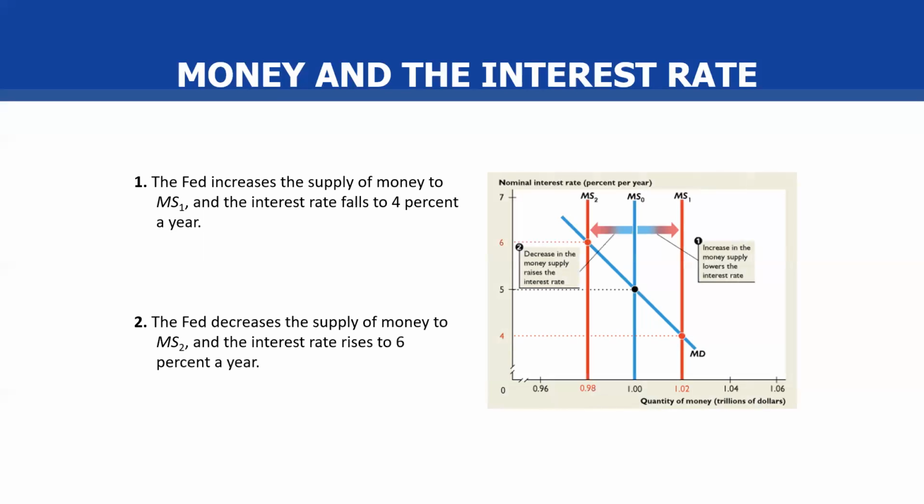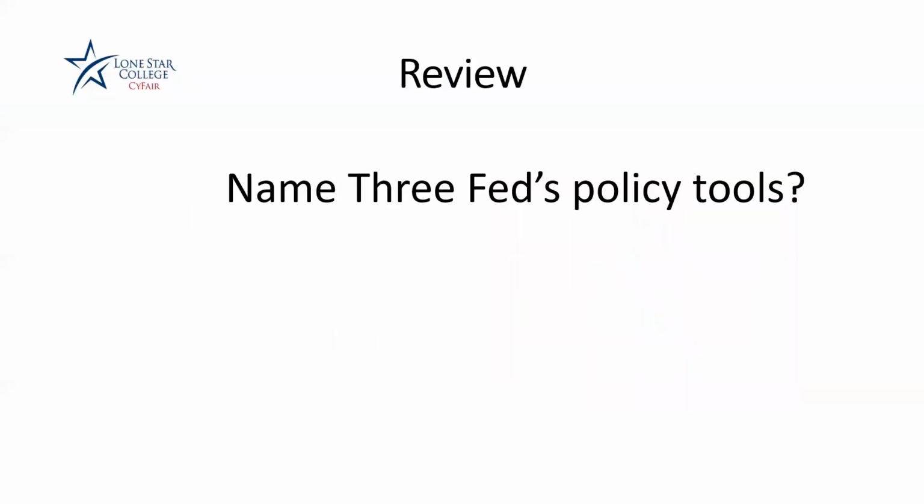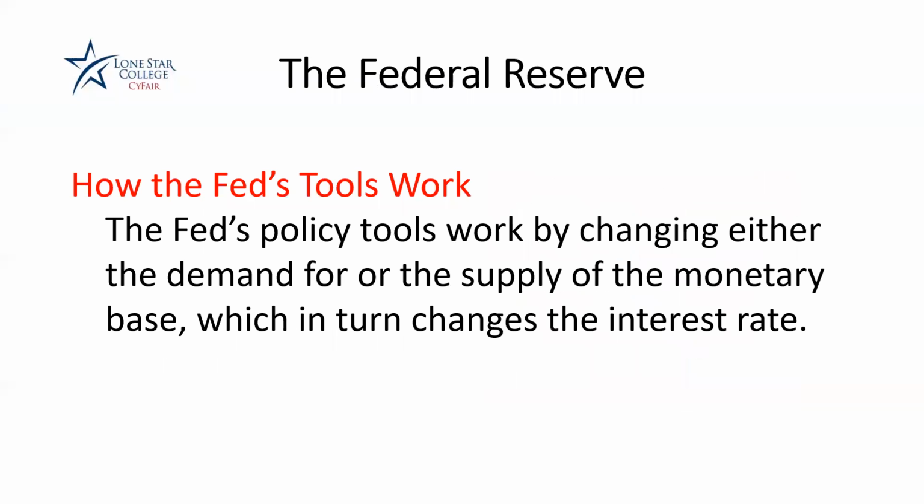And vice versa, the supply of money decreases, so we have MS2, we have a leftward shift in supply. MD did not change, so the interest rate actually went up to 6%. So there is an inverse relationship between MS, changes in supply of money, and interest rate. And the easiest way for the Federal Reserve to change the interest rate is by changing the supply of money, because the Federal Reserve controls the supply side of the market, okay?